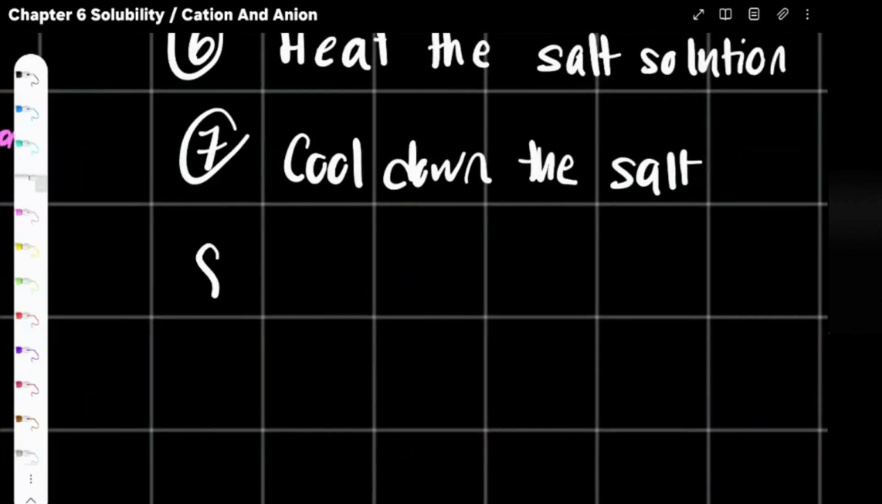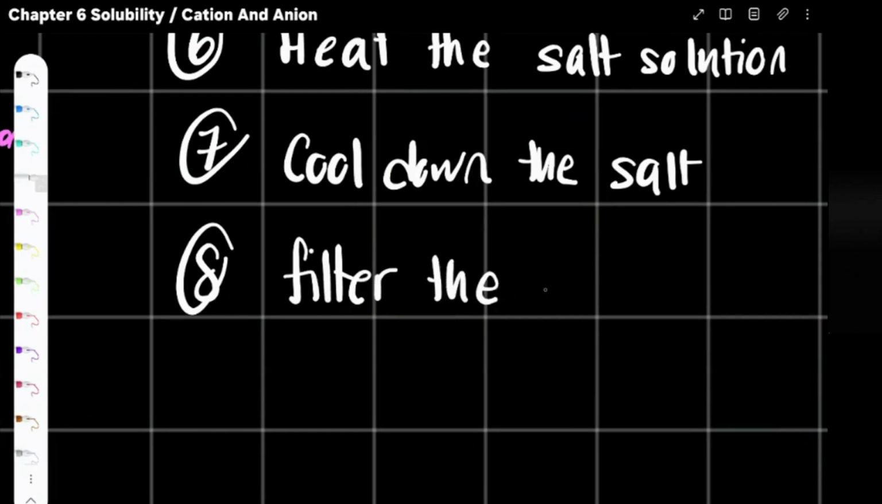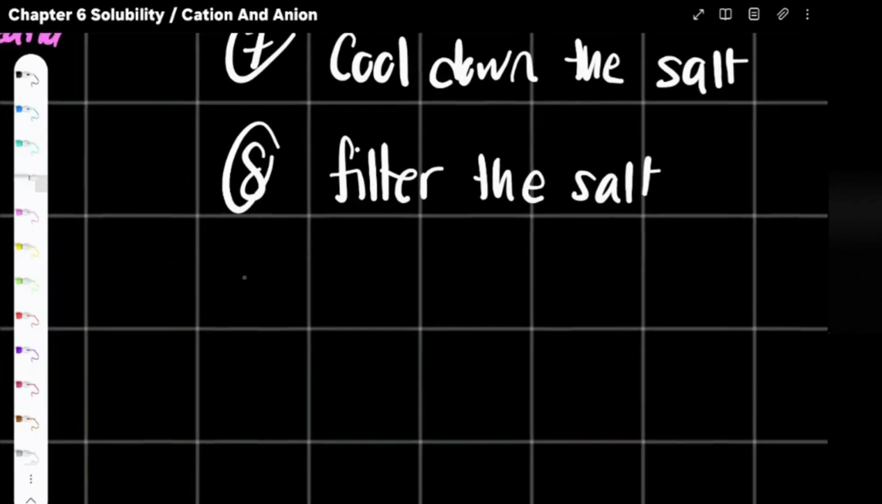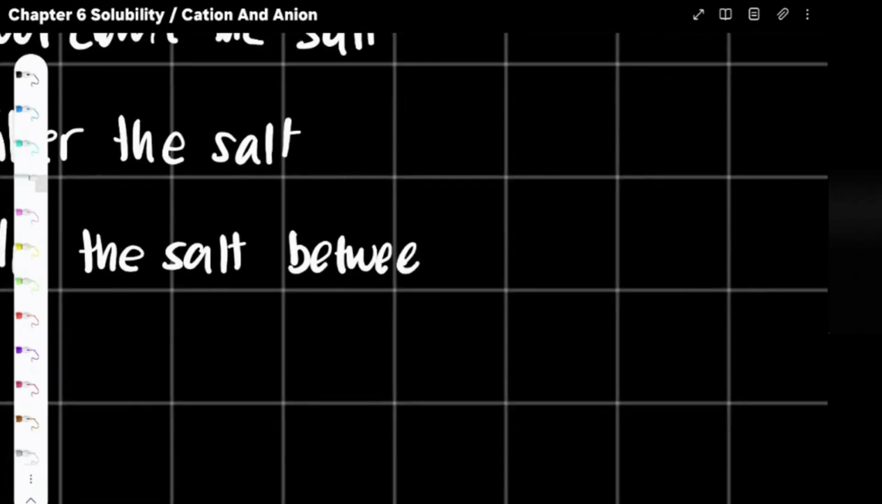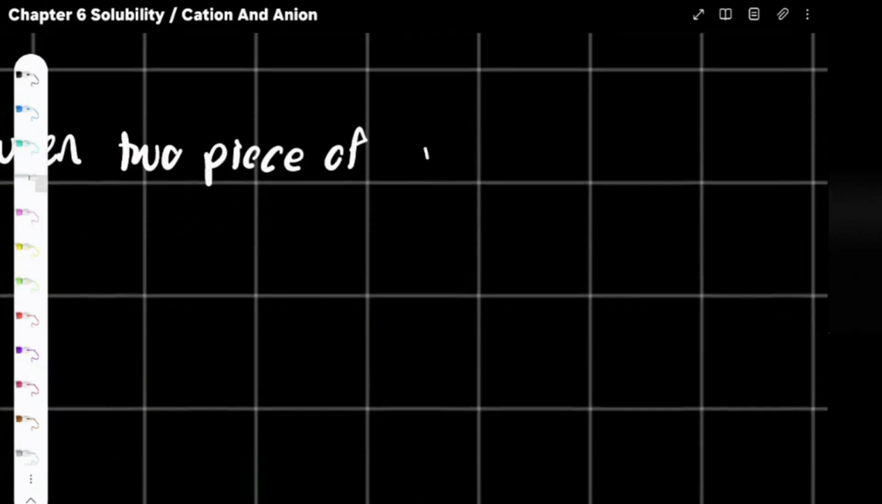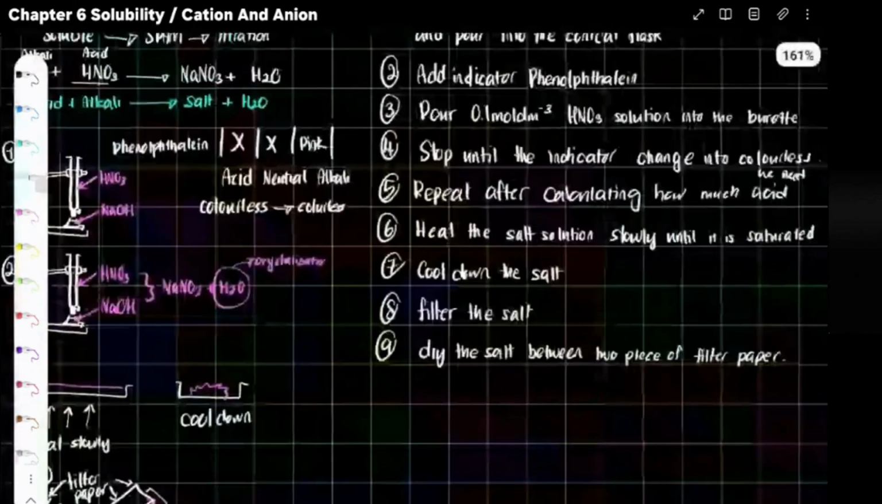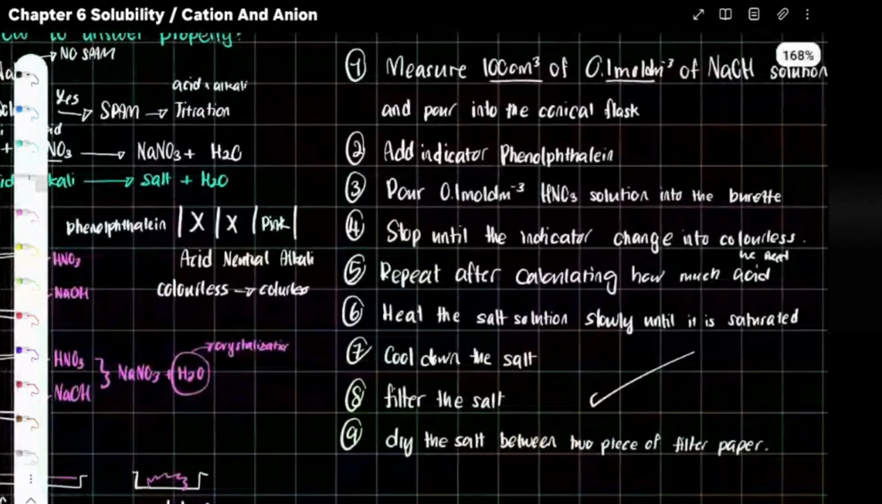Now the next part, you have to filter the salt. Of course, right? We don't want any impurities. We have to clean it. Okay, and then you have to what? Pat it dry. You have to use the keyword here. Dry the salt between 2 pieces of filter paper. Ta-da! Very simple actually, right? So understand? And ta-da! You already get 8 marks.